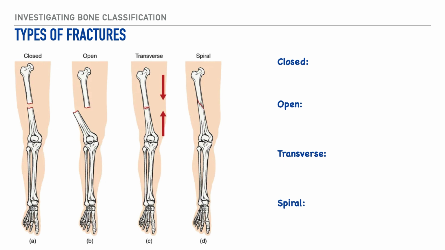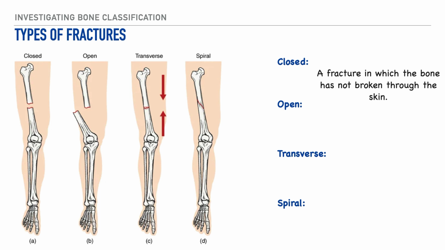Now let's shift our focus for just a moment to what happens when our bones encounter forces that are too great for them to withstand. In those events, we end up with fractures. And we'll take a couple of moments to briefly describe some of the common types. So let's start with a closed fracture. This occurs when the bone has not broken through the skin.